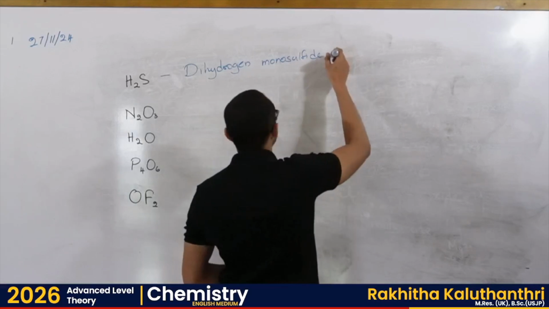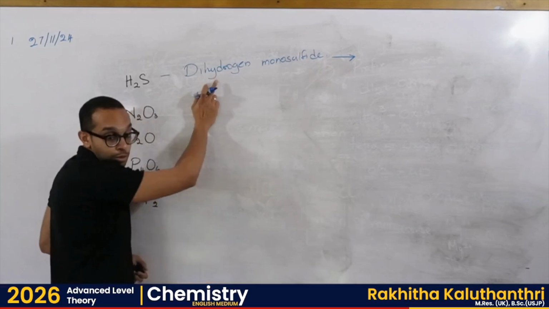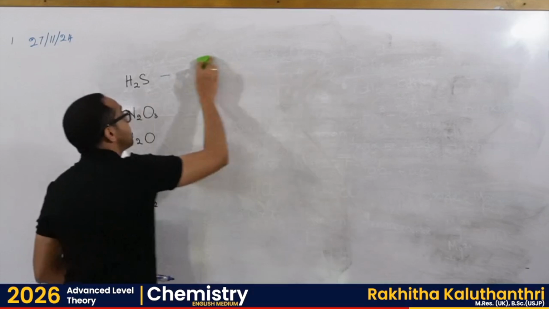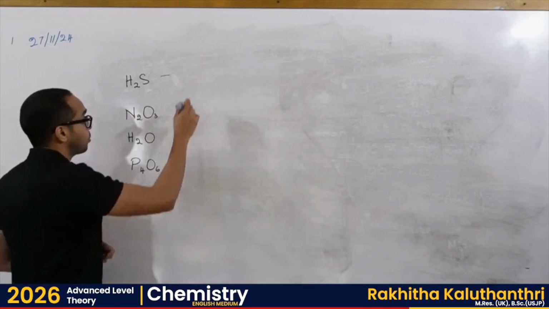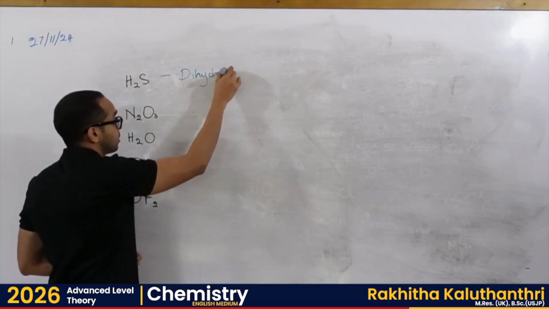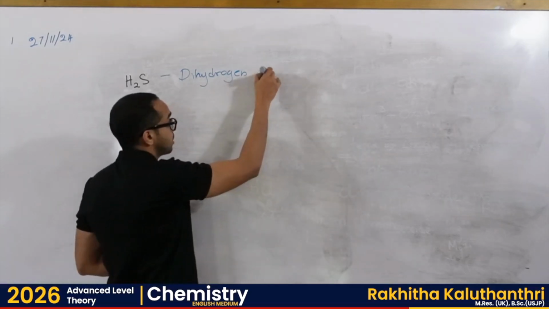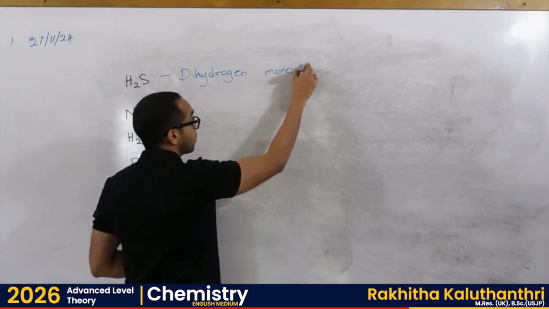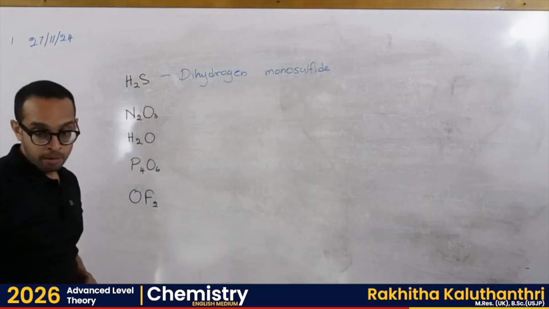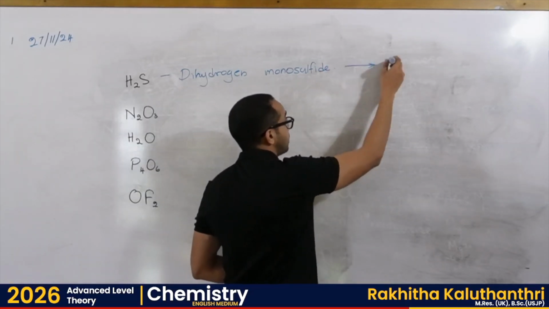Now, this is the IUPAC name, right? In usual context, let me write it in a straight line, otherwise it's not necessarily going to work for me. So we have the name dihydrogen monosulfide. Now this is the IUPAC name, but the common name is hydrogen sulfide.